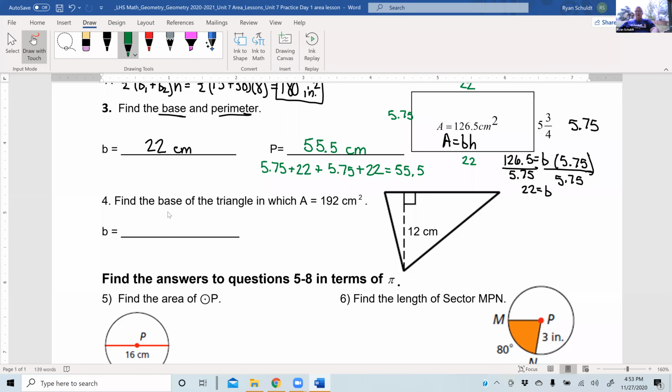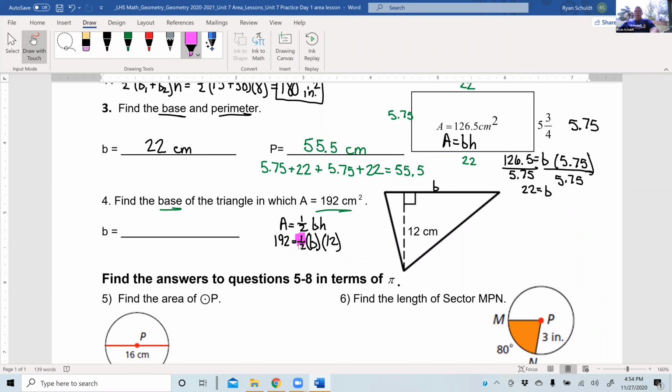Okay, number four. Find the base of the triangle where the area is 192 centimeters squared. So we need to find the base. Well, for a triangle, I know the area is 1/2 base times height. They give me the area. So 192 equals 1/2 base. I don't know that. I know my height is 12 though.